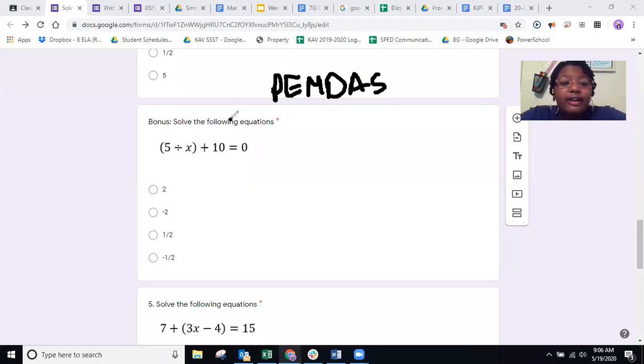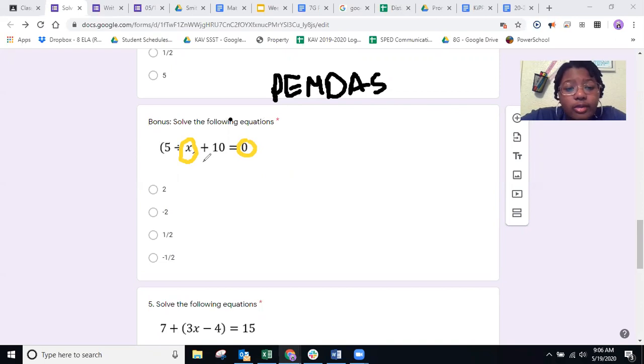All right, this one says 5 divided by x plus 10 equals 0. Remember, we always start with our parentheses, but can we do 5 divided by x? No, we can't. So our next step is to remember, we want x's alone, and we want numbers on one side. So we're going to first move this 10.